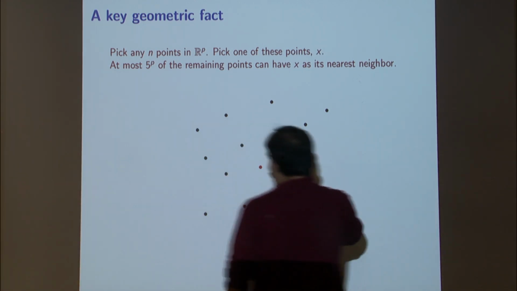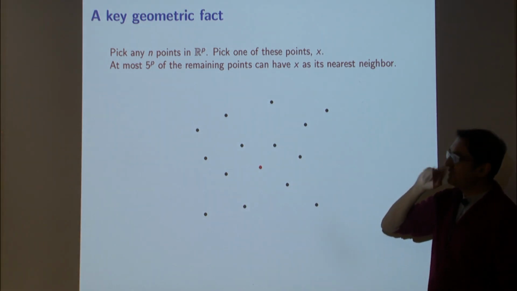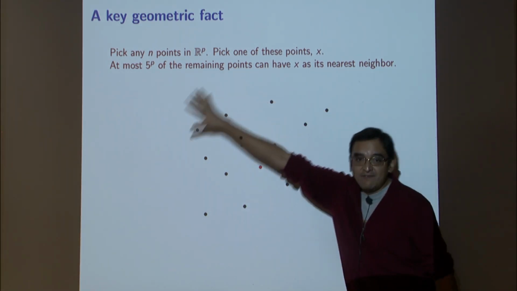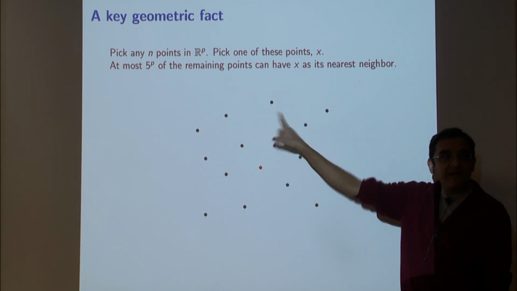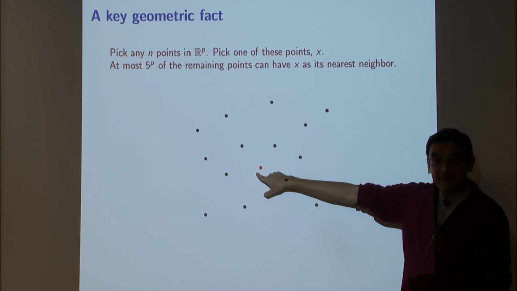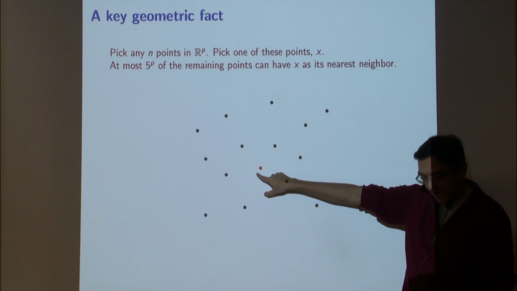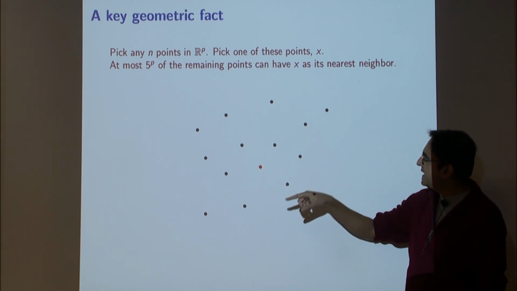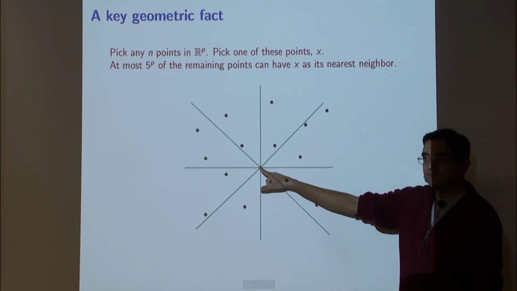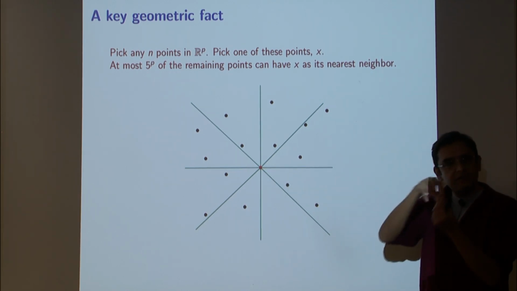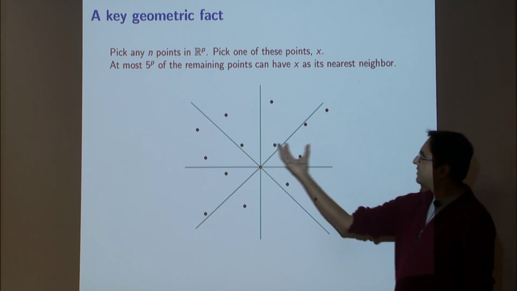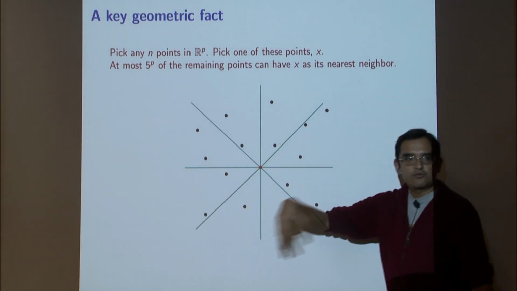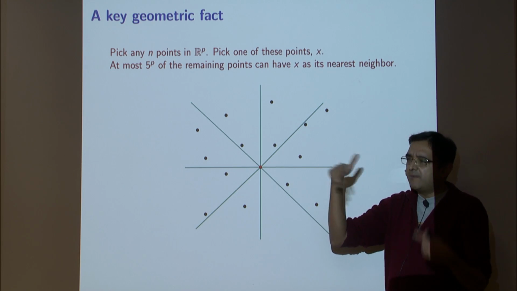So let me just briefly explain this. The idea is you have any finite set of points, and now you look at one of them, and you ask how many of the other points can have this as their nearest neighbor? The answer is at most 5 to the dimension. Why? Because you look at a bunch of cones subtended at that point, very thin cones, maybe with an angle of 30 degrees, and cover all of space with those cones. How many cones do you need? About 5 to the d.